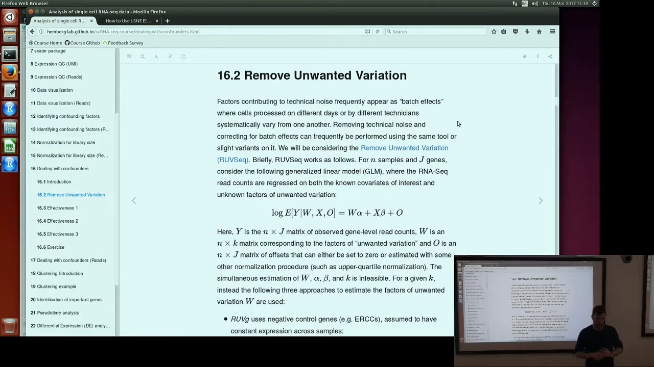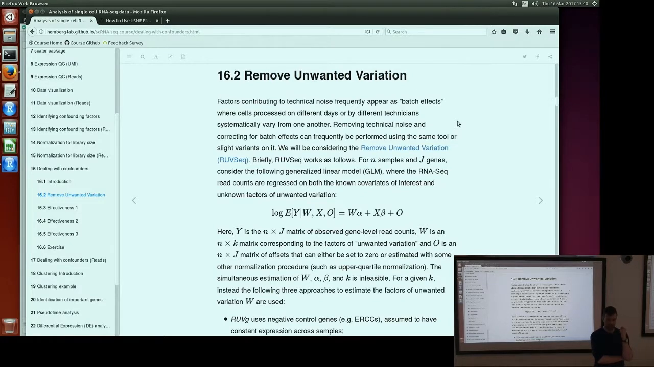So what does RUV do? Factors that contribute to technical noise frequently appear as what we call batch effects, and cells processed on different days by different technicians, as we've discussed, can systematically vary, and this is what we want to avoid. So we're going to consider now this tool RUV-seq, so remove unwanted variation.